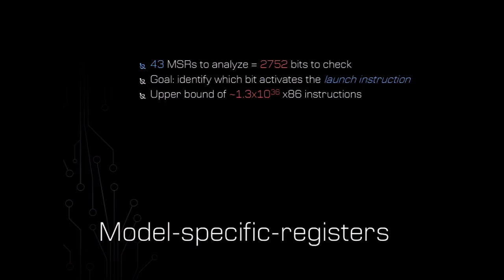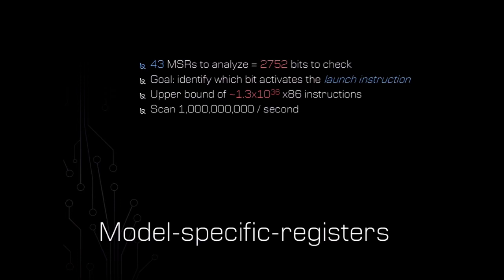Theoretically, one of these bits enables a new x86 instruction. Well, if we look at how many possible x86 instructions there can be, it turns out there's a lot. x86 is a really, really complicated architecture, and an upper bound on the number of possible x86 instructions would be something like 1.3 undecillion instructions. So I'm looking for a single new instruction amongst 1.3 undecillion possible instructions.